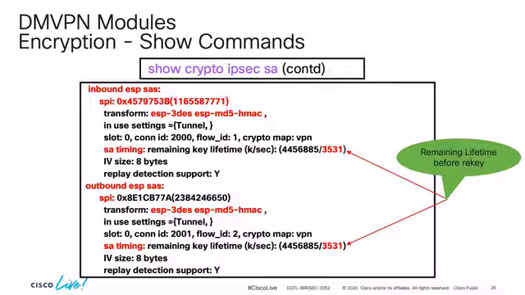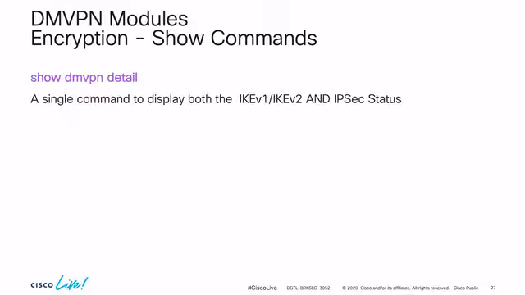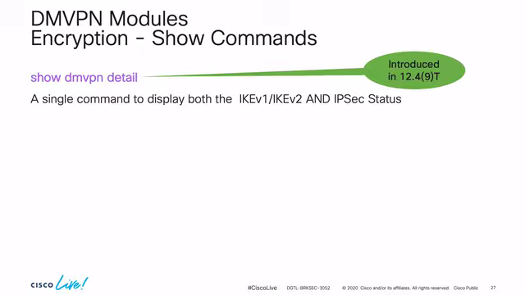As I said in the beginning, we want to make sure that the solution is actually easy. So instead of running each one of those previous show commands individually, we've replaced all of those commands with this single command called show DMVPN detail. This was introduced in 12.4(9)T, which is a pretty old version. This is where DMVPN phase 1 was actually introduced.